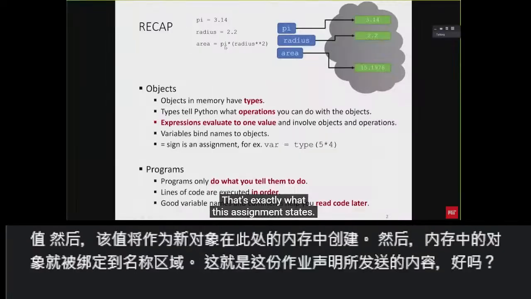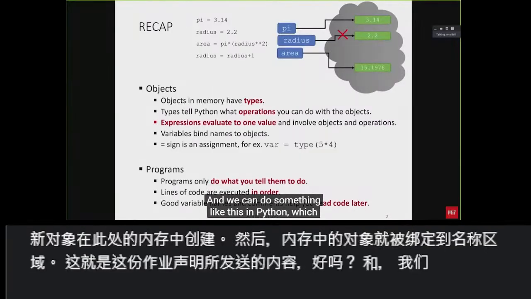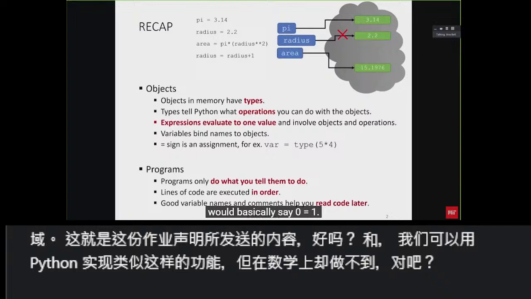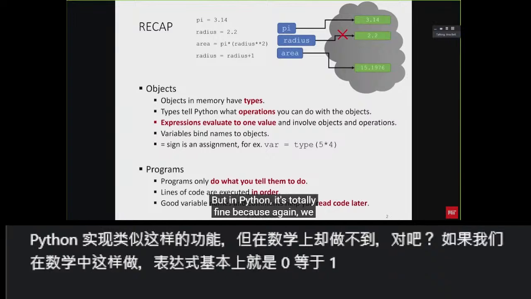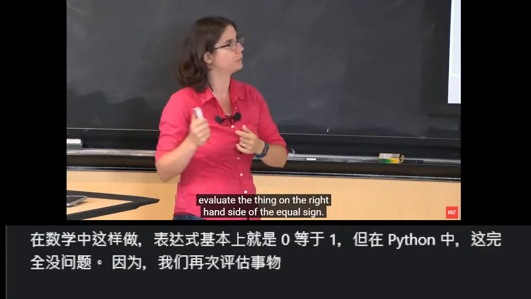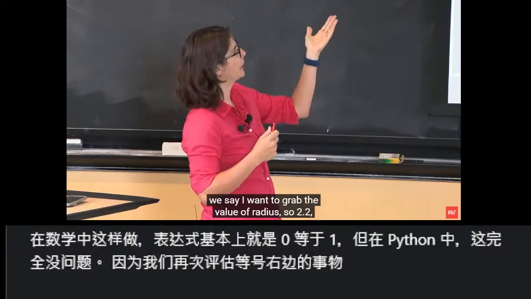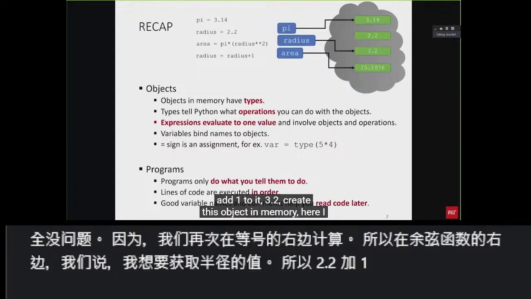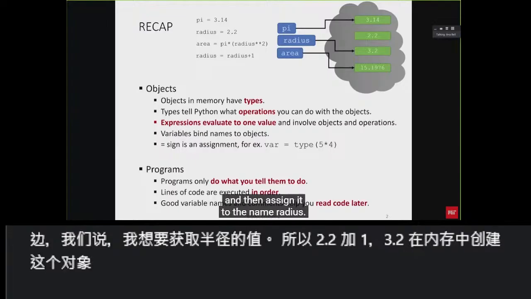Okay? And we can do something like this in Python, which we can't actually do in math. If we did this in math, the expression would basically say 0 equals 1. But in Python, it's totally fine because, again, we evaluate the thing on the right-hand side of the equal sign. So on the right-hand side, I want to grab the value of radius, 2.2, add 1 to it, 3.2, create this object in memory. Here I have a whole new object in memory, 3.2, and then assign it to the name radius. So I've lost the binding from the original 2.2 and rebound the name to 3.2.